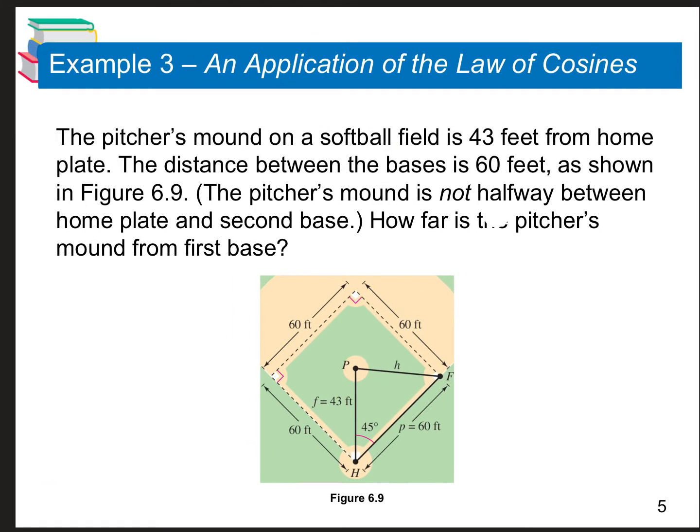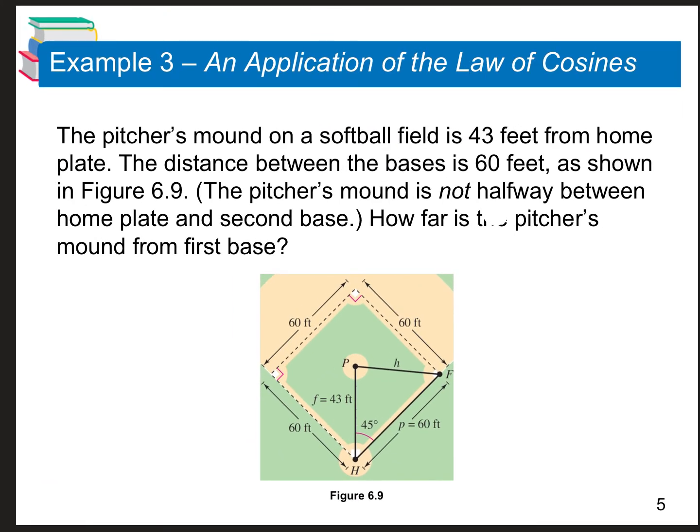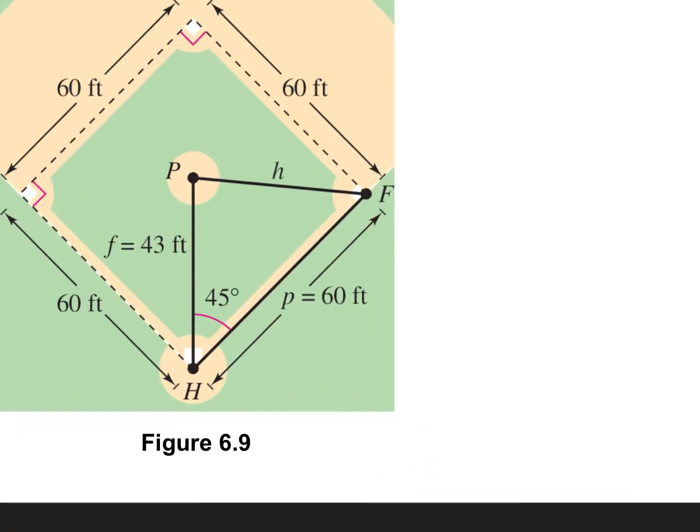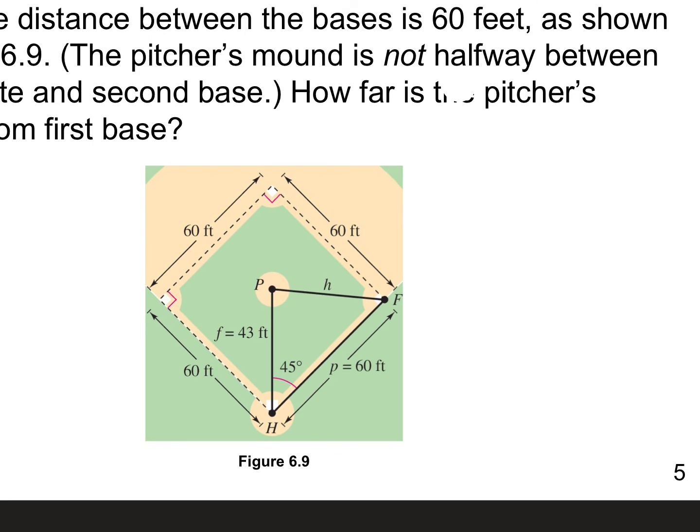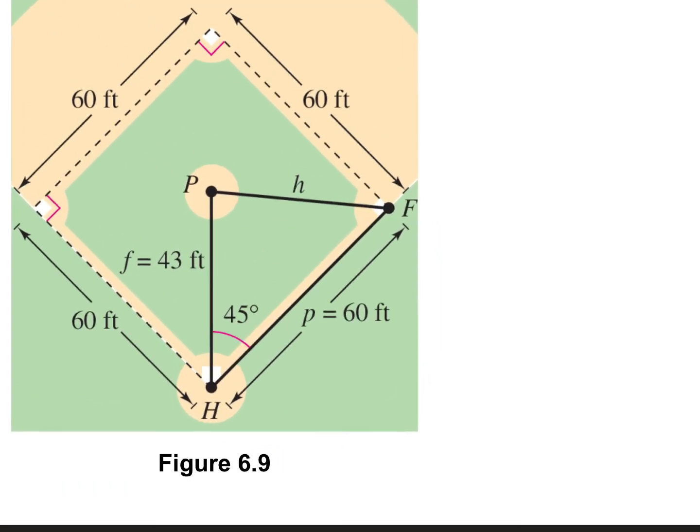All right, here's a word problem. I did not choose this. This came from the book. The pitcher's mound on a softball field is 43 feet from home plate. The distance between the bases is 60. As shown in the figure, the pitcher's mound is not halfway between home plate and second base. How far is the pitcher's mound to the base? So here is the picture. Here's the triangle. What's the question? How far is the pitcher's mound from first base?